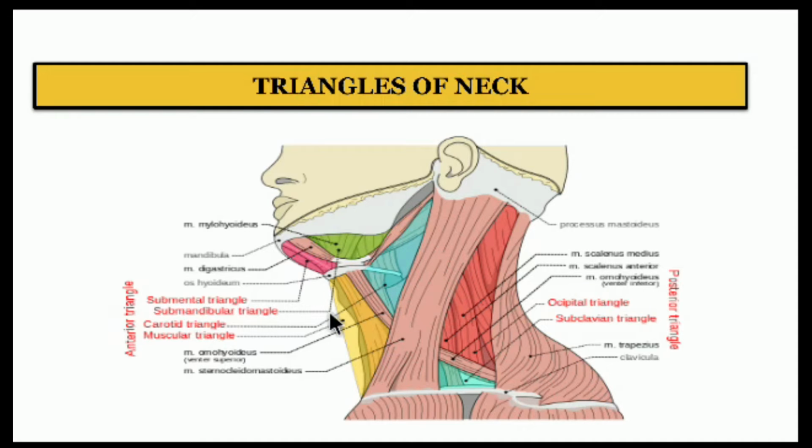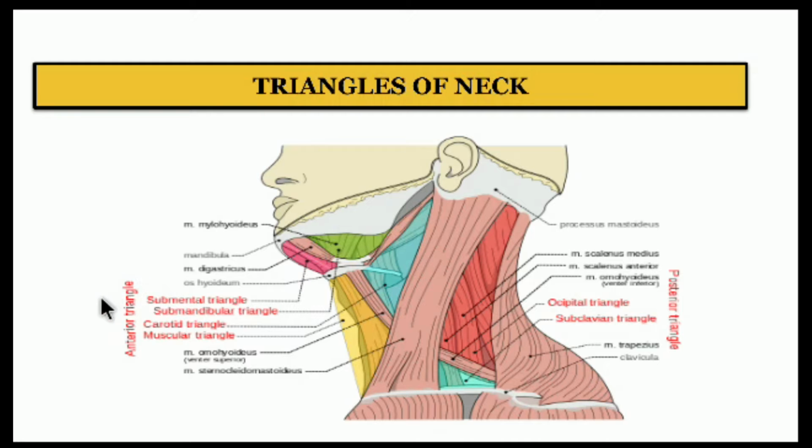The front triangular space is known as the anterior triangle, and behind the sternocleidomastoid muscle, the triangular space is known as the posterior triangle. As the triangle lies in front, that's why it is known as the anterior triangle, and the posterior triangle lies behind the sternocleidomastoid muscle. It is known as the posterior triangle.